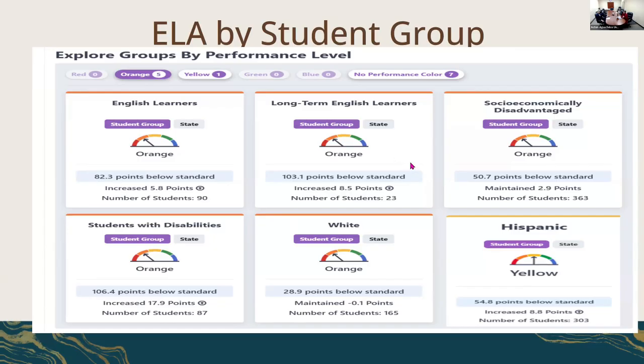Our socioeconomic students are still in the orange and they maintained. Our students with disabilities increased 17.9 points. However, they do remain in the orange. Our white student group is below average and they maintained. So they have like a 0.1 in the negative, but it's considered in the maintain area because it's such a small number. And our Hispanic students are 1 level up there in the yellow and they increased by 8.8.